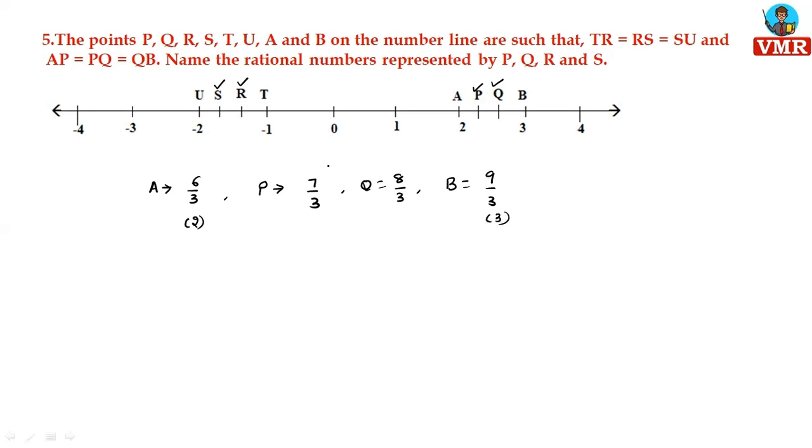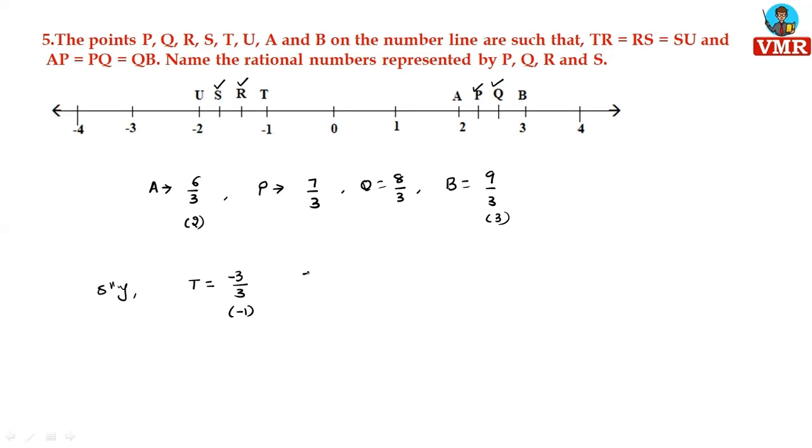So here 2 can be written as 6 by 3. So these P and Q values are 7 by 3 and 8 by 3. We have these two answers. Now again, we have to find R and S values also, similarly. So similarly, T can be written as minus 3 by 3. So what is the value of minus 3 by 3? Minus 1. We have the minus 1 value.